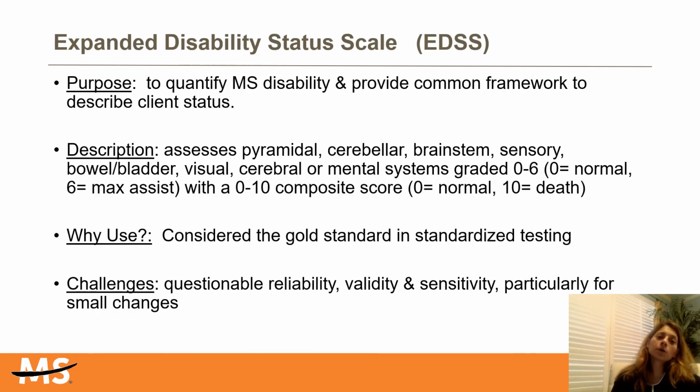So what do we need to know about the EDSS? It's basically a scale that is used to quantify MS disability and provide a common framework to describe client status. It is used basically in research studies to classify subjects. It assesses several functions, including the pyramidal functions, cerebellar, brainstem, sensory, bowel, bladder, visual, cerebral, or mental systems.